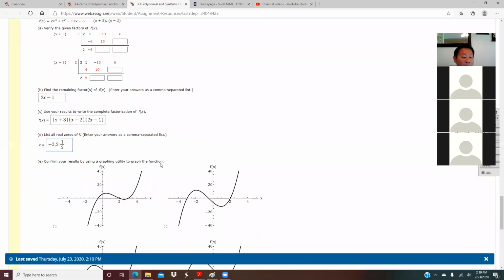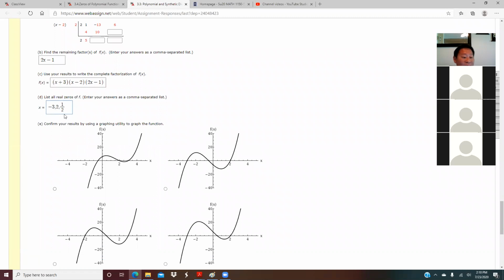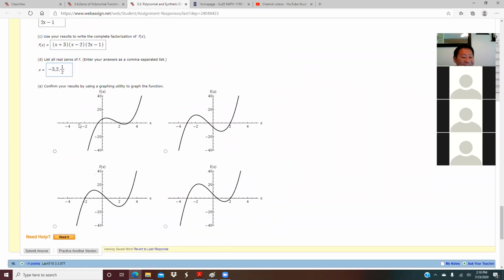And then how do we get your answer? Make sure that this 0 is your x-intercept. So it has to cross over at 1/2, 2, and negative 3. Negative 3 is this one. This one doesn't cross at negative 3. This one crosses at negative 2. This one crosses at negative 3. But 1/2, this is 1/2 and this is 2.